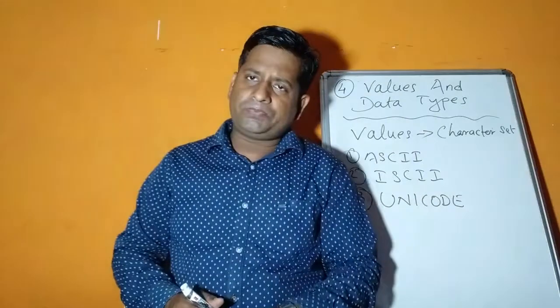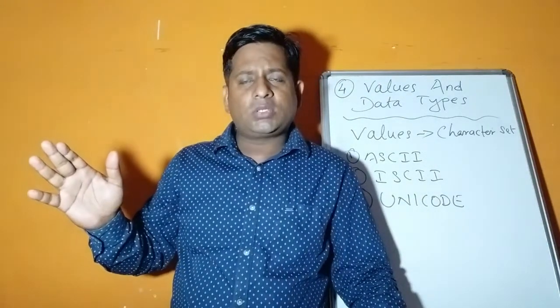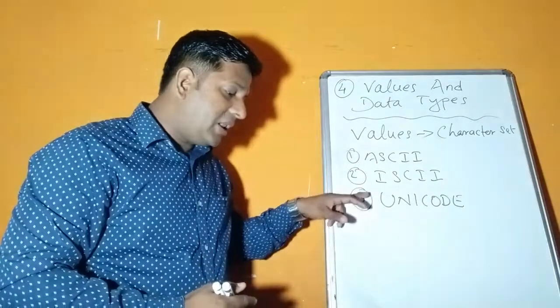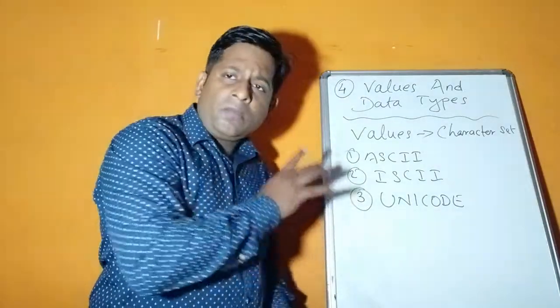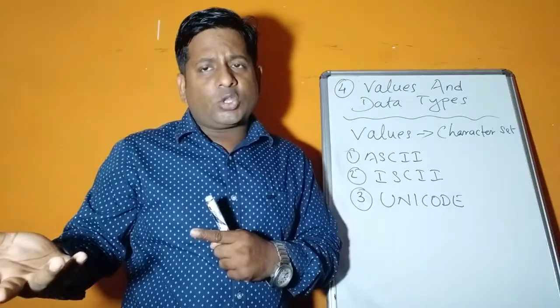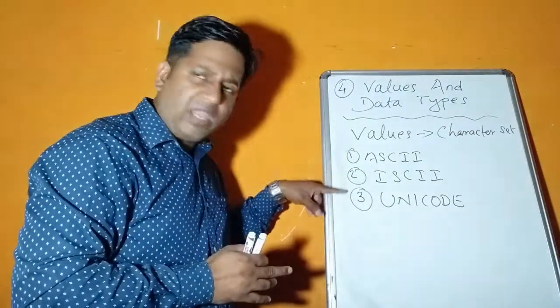Universal code. Universal code means any language of the world it supports. Clear, children? So understood. Character sets are there. EBCDIC is also there. Many are there. But the most important ones are ASCII and Unicode.